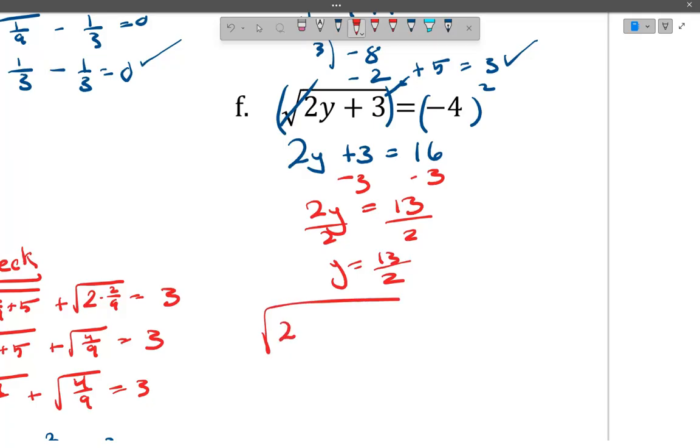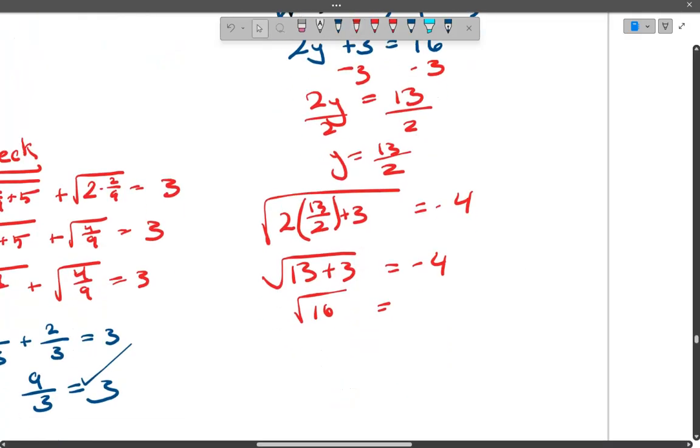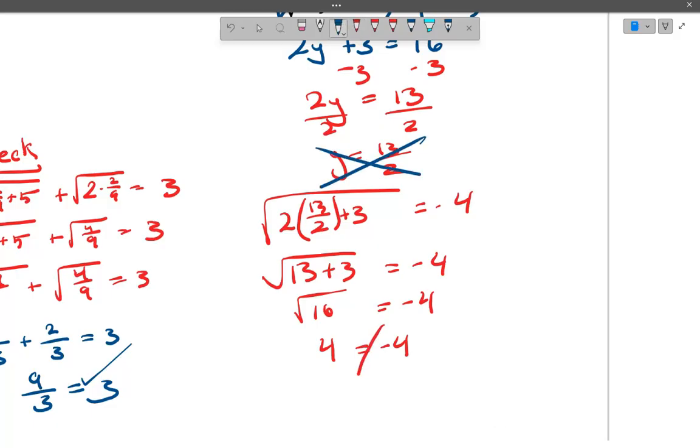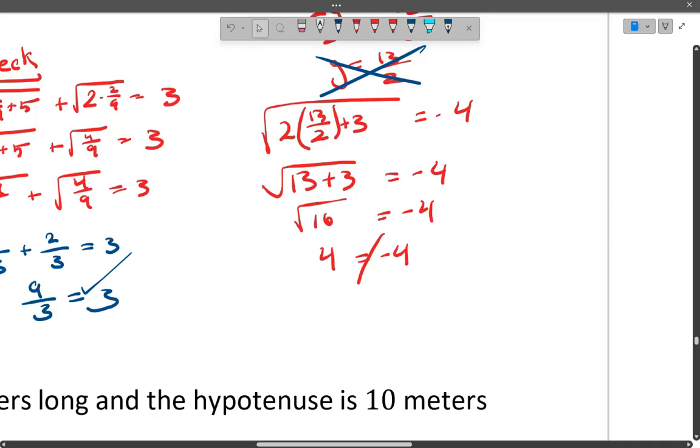Let's plug it back in to check it. This gives me the square root of 13 plus 3, which is the square root of 16. And the square root of 16 is 4. 4 does not equal -4, so 13/2 is extraneous. And since there's no other answers for us to choose from, we have no solution.